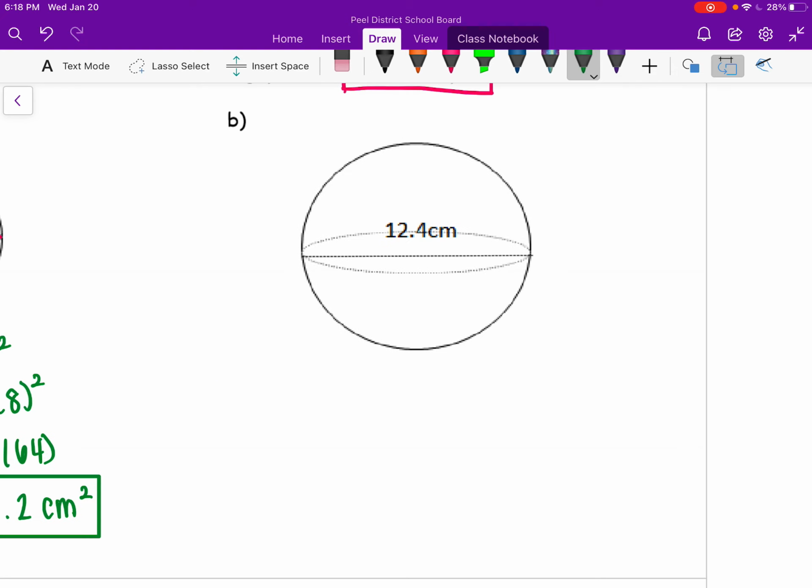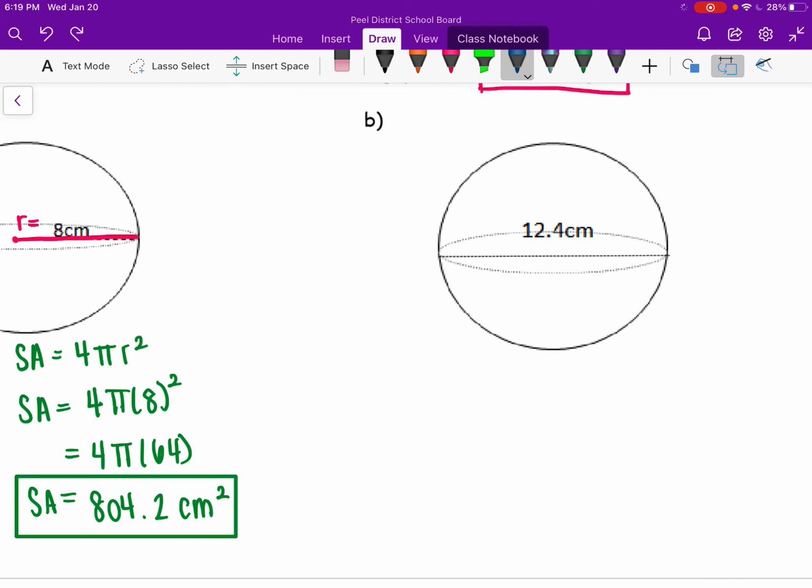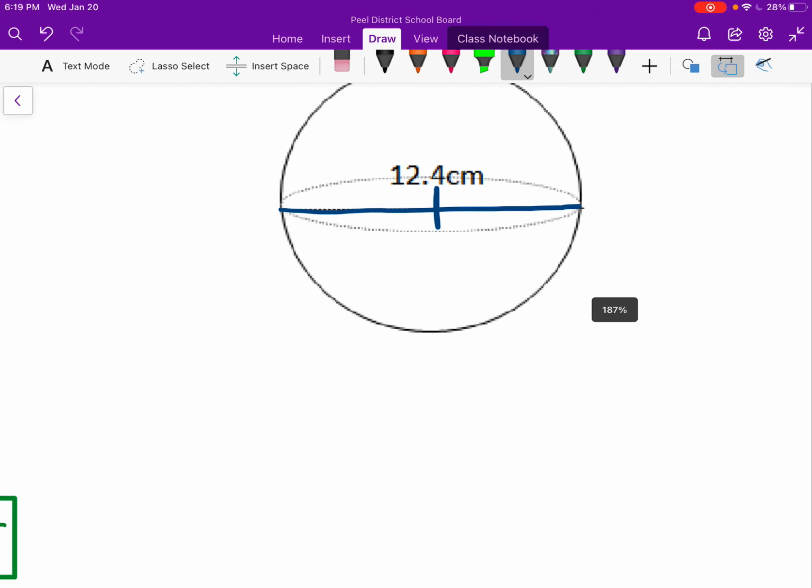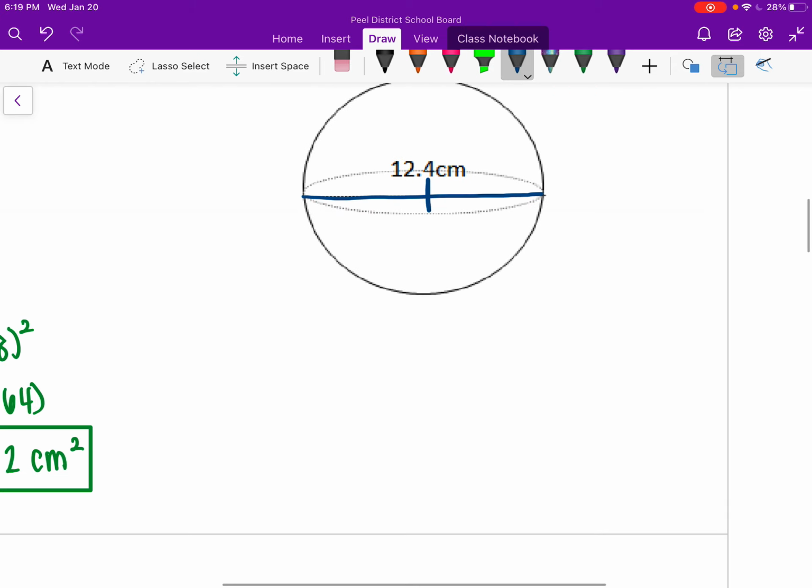So pause this video and try doing it yourself. And before we even get started, this entire length of the sphere, across, is 12.4. So if you want to find the radius, you need to make sure you go halfway through. So pause this video, try doing it yourself, and I'm going to take it up.